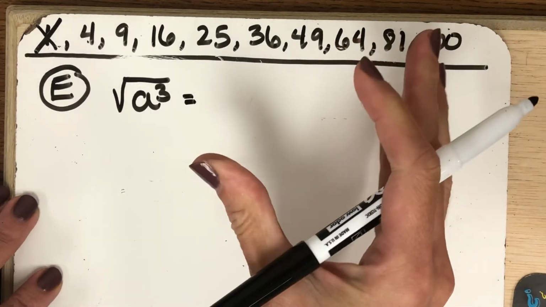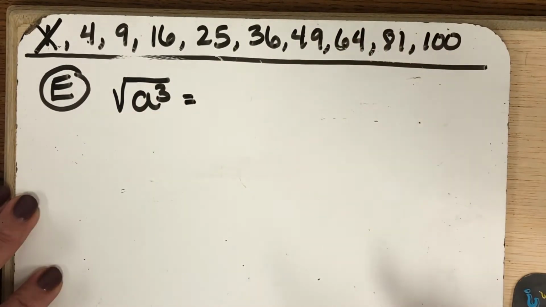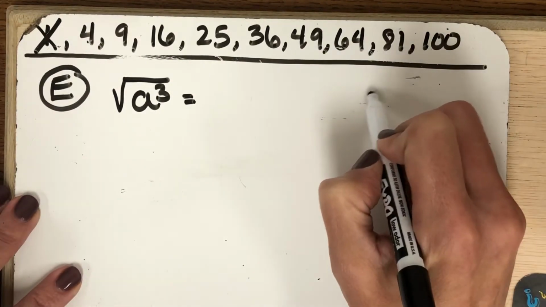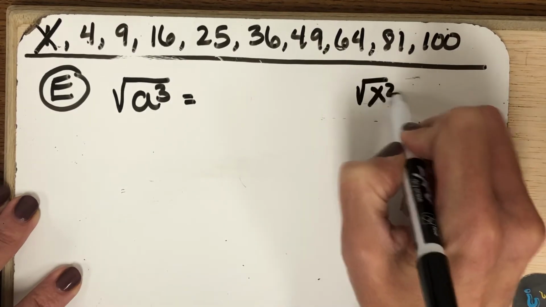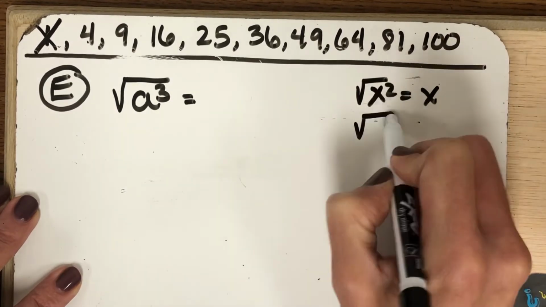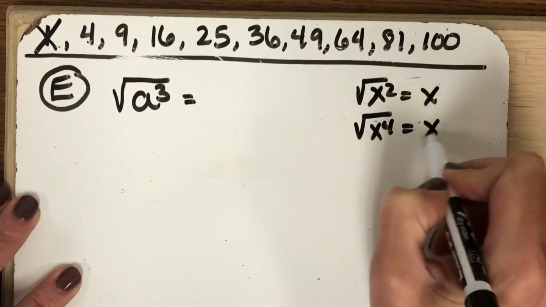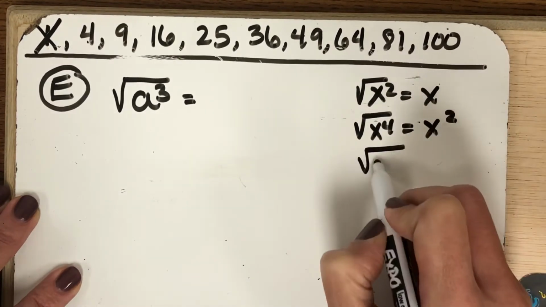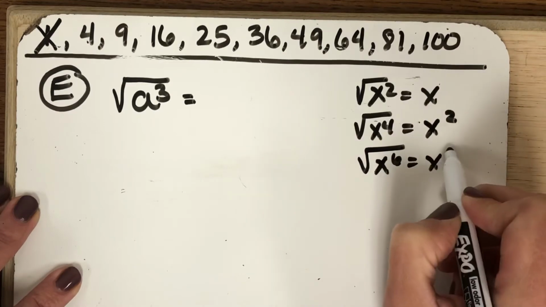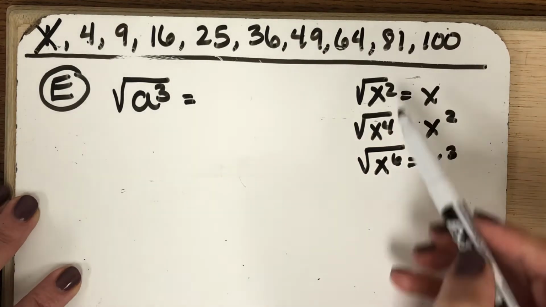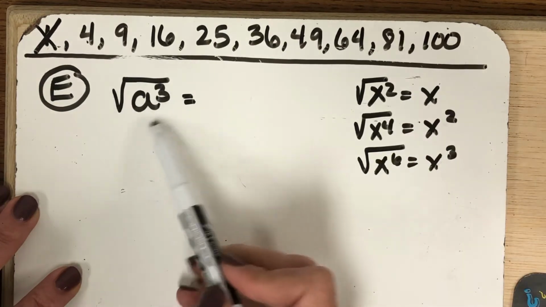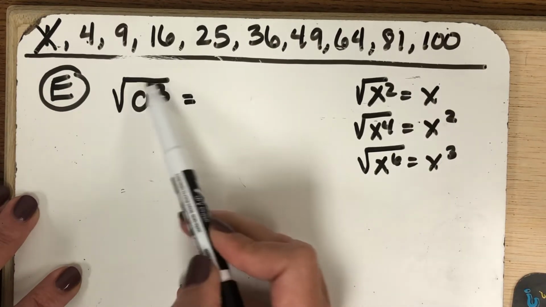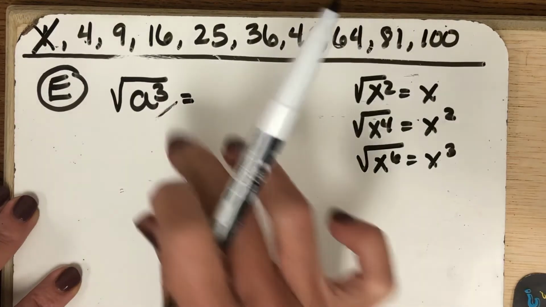I'm trying to factor out a perfect square. Well, my perfect squares are actually going to be my evens. So over here, I'll do it with x's. The square root of x squared is x. The square root of x to the fourth is x squared. The square root of x to the sixth is x to the third. So I'm technically looking for these even values. So what's the biggest even valued exponent that I could factor out?